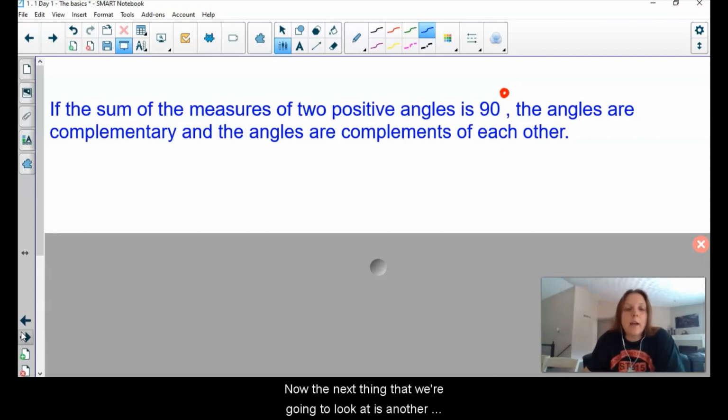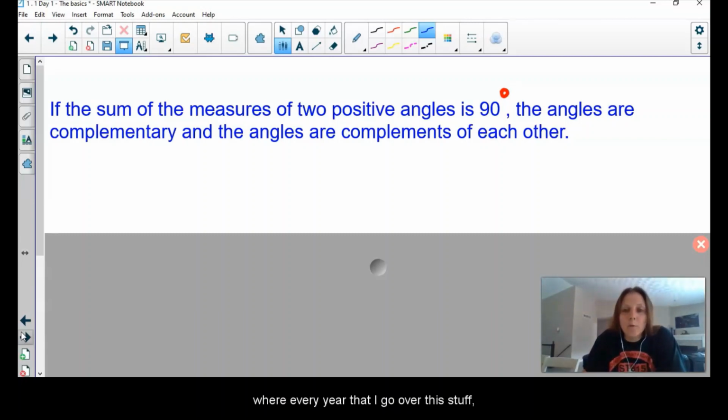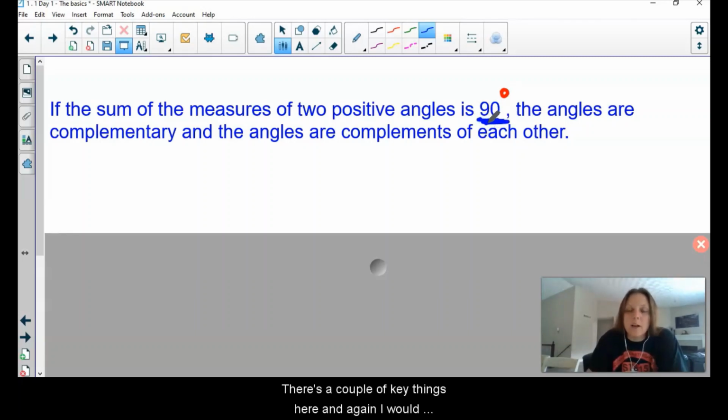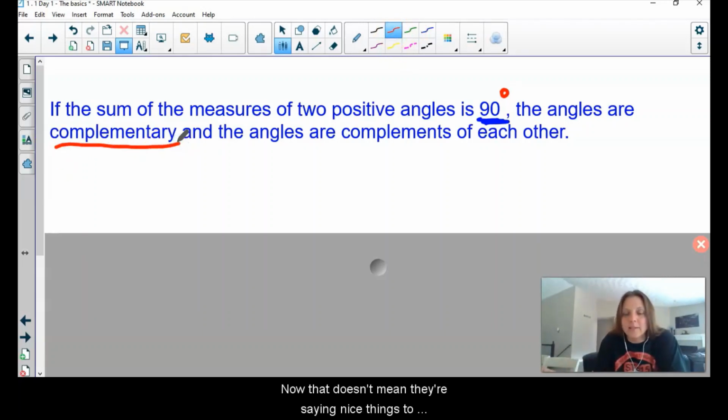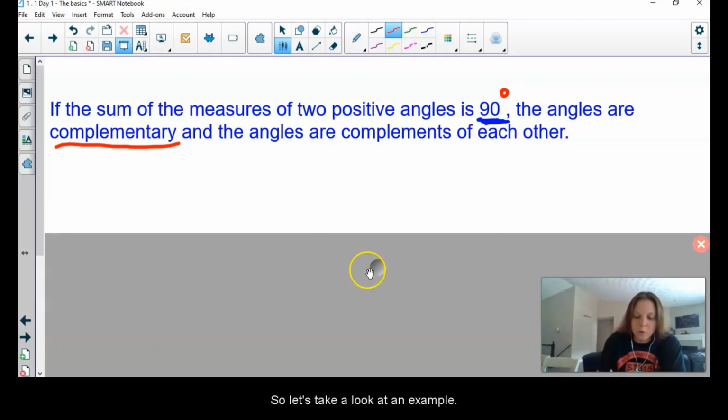Now, the next thing that we're going to look at is another important idea. This is one of those things where every year that I go over this stuff, people get confused. There's a couple of key things here. And again, I would jot this down in your notes. If the sum of the measures of two positive angles is 90 degrees, what does that mean? In regular English, it just means if you have two angles and they add up to 90, then they are known as complementary angles. Now, that doesn't mean they're saying nice things to each other. That means they add up to 90 degrees. And if you say that you've got one angle and you find the other angle, then those two angles are complements of each other. So let's take a look at an example.